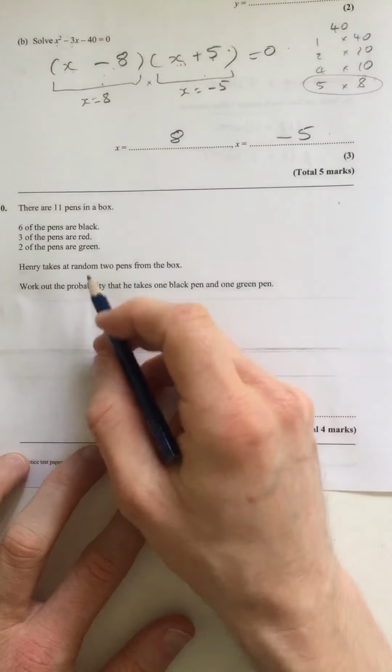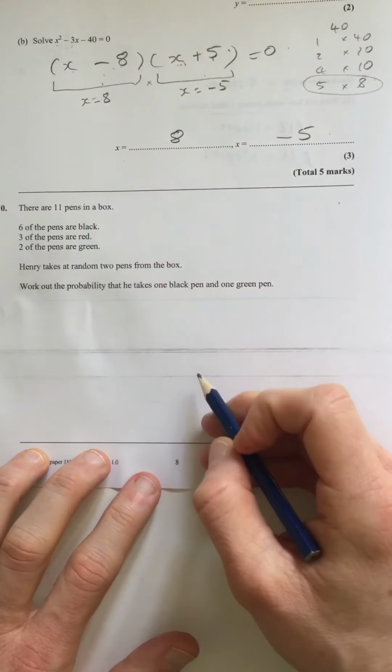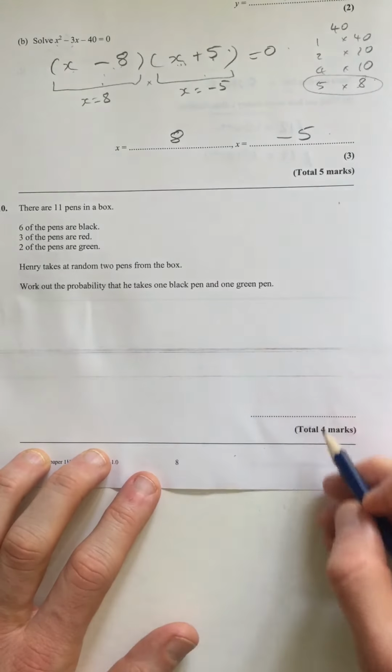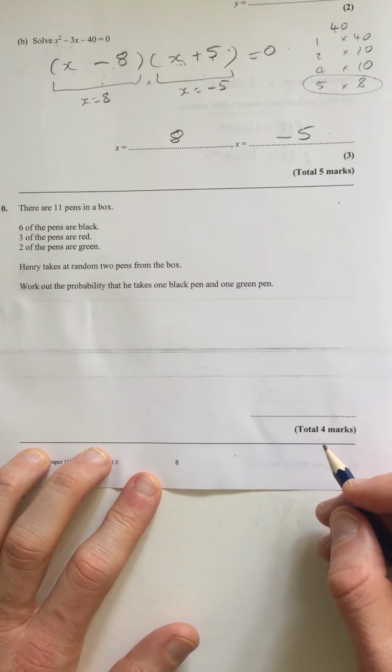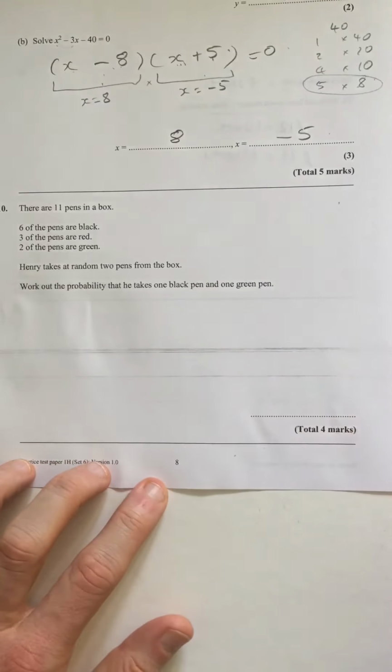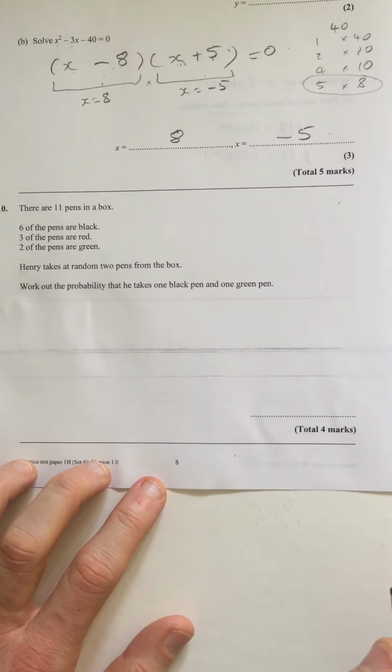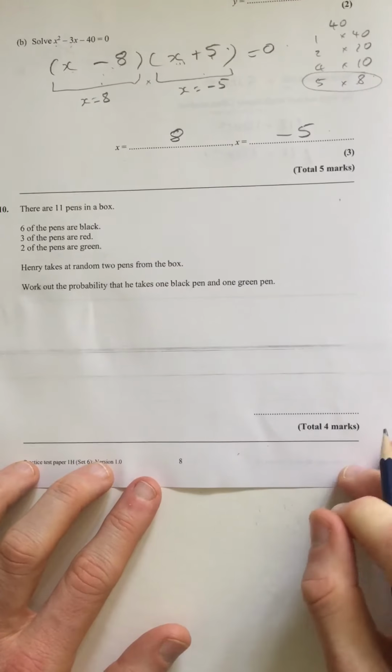There are 11 pens in a box. 6 of the pens are black, 3 of the pens are red, 2 of the pens are green. He takes at random 2 pens from the box. Work out the probability he takes 1 black pen and 1 green pen.